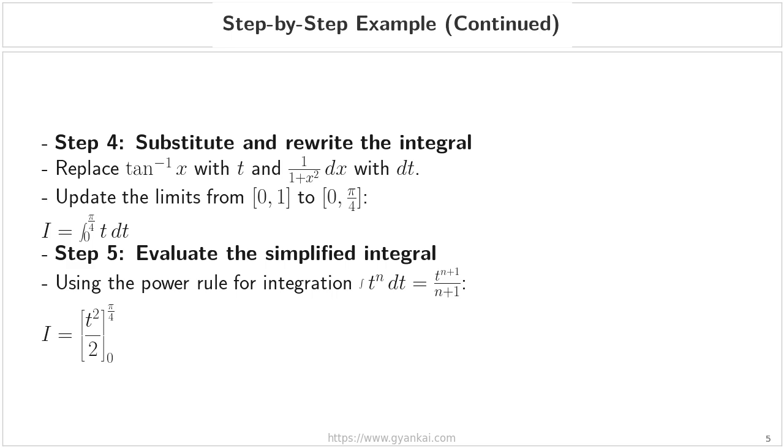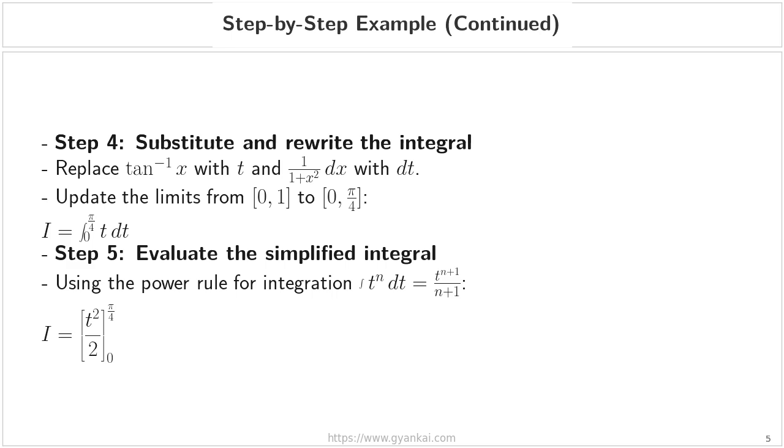We're now in a position to apply those limits in the next step, and will be very close to our final answer. Remember, the goal is always to simplify the integral to a point where we can easily evaluate it, and we've done just that here.